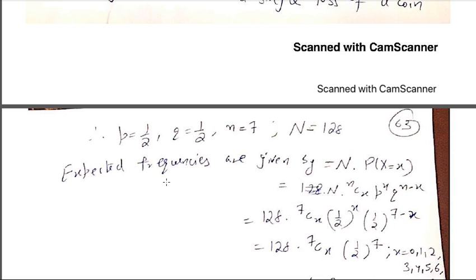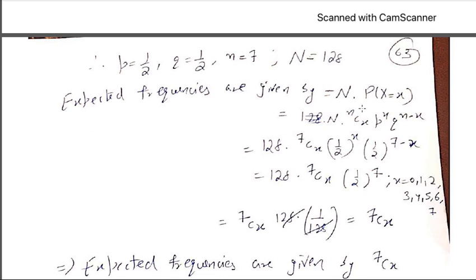What is the method to find the expected frequencies? Expected frequencies are given by capital N into probability of x. Here capital N is 128. We know that probability of x is nCx p^x q^(n-x). Here N is 128, n is 7, p is 1/2 and q is 1/2. So we have the formula N times P(x) = 128 times 7Cx (1/2)^x (1/2)^(7-x).